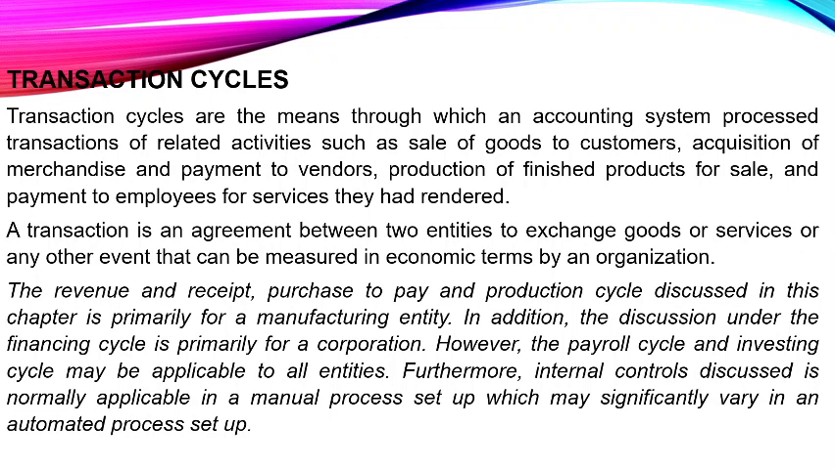The revenue and receipts, purchase to pay, and production cycles discussed in this chapter are primarily for a manufacturing entity. In addition, the discussions under the financing cycle are primarily for a corporation. However, the payroll cycle and investing cycle can be applicable to all entities. Furthermore, the internal controls discussed here are normally applicable in a manual process setup, which may significantly vary in an automated setup.